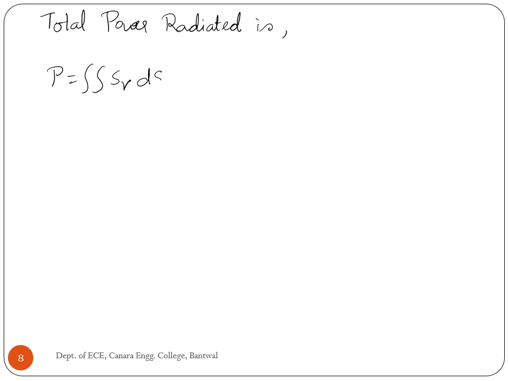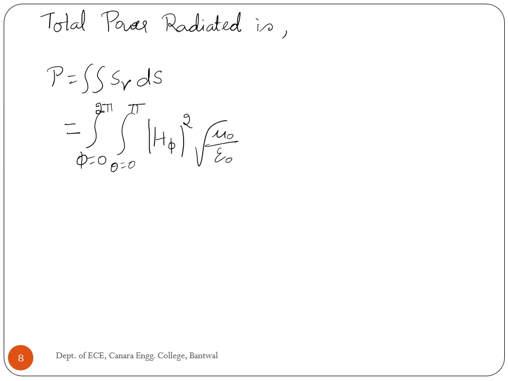The total power radiated is given by P equal to integral of the radial component of the Poynting vector over the sphere, which is equal to the integral with phi equal to 0 to 2 pi, theta equal to 0 to pi, S r is H phi square into root of mu naught by epsilon naught, and dS is r square sin theta d theta d phi.